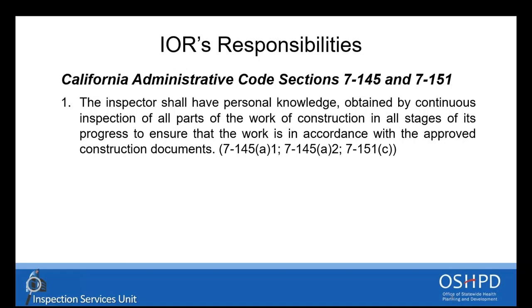The first one is: the inspector shall have personal knowledge, obtained by continuous inspection of all parts of the work of construction in all stages of its progress, to ensure that the work is in accordance with the approved construction documents. The parentheses are the code sections, and it will be observed whether you have met or not met these duties at the end of the project or during the 12 months period.